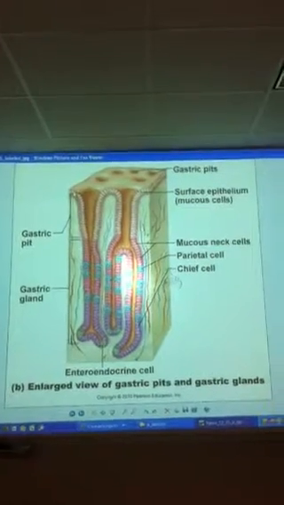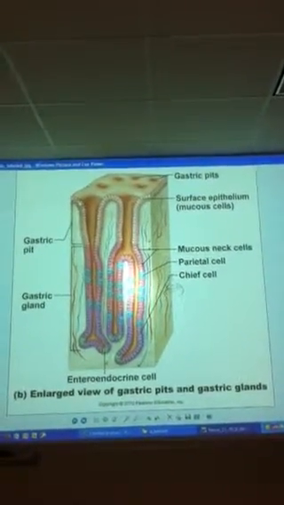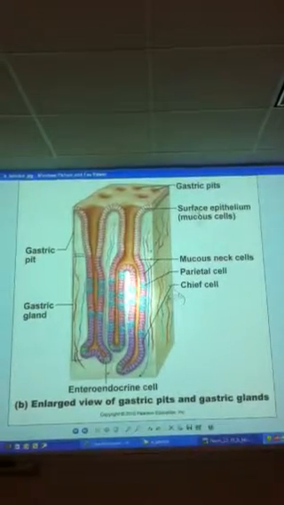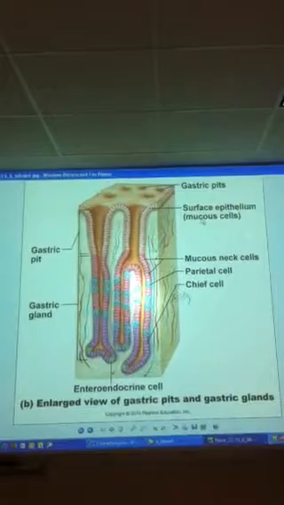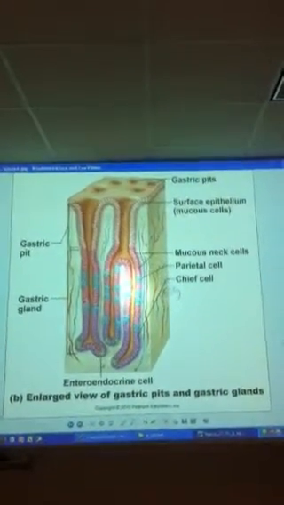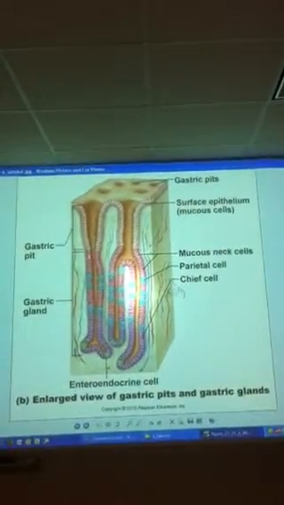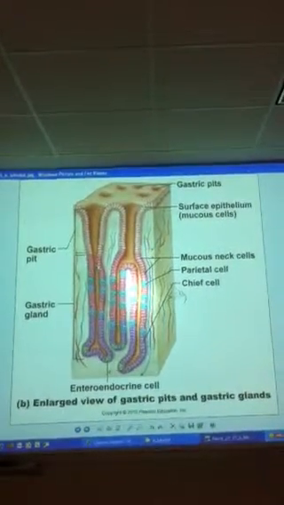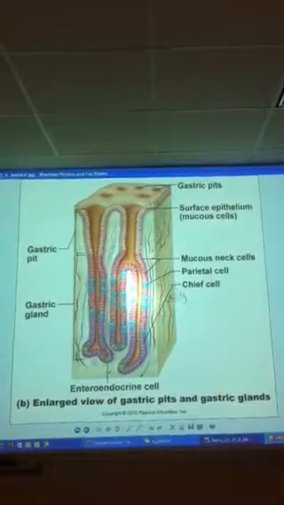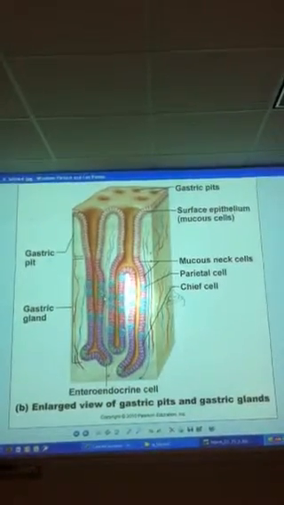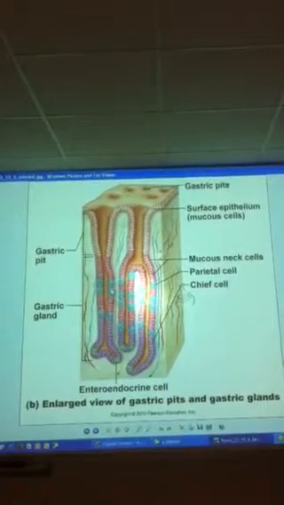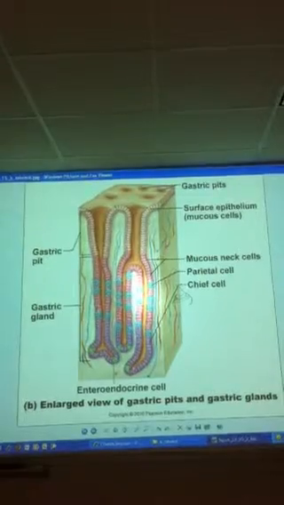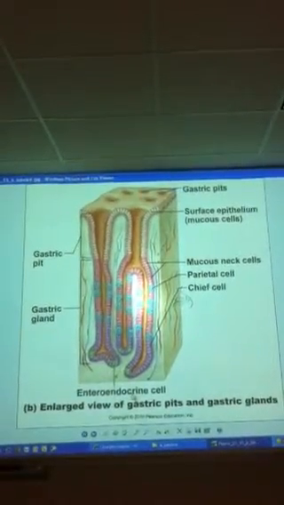The epithelium that lines the gastric pits are called surface epithelium or mucus cells. I want you to remember that because they secrete a lot of mucus. And then the mucus cells gradually become the mucus neck cells, because they're forming the neck of the gland. And then you go down, and this is the gastric gland. There are three kinds of cells there. The blue ones are called parietal. The purple ones are called chief cells, and the green ones are called enteroendocrine cells.